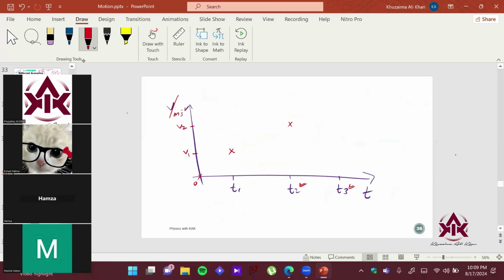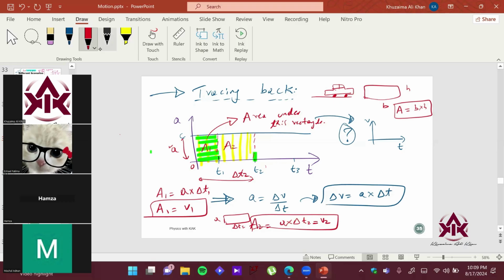Okay, so now you have enough points to plot the graph, right? तो आपके पास पॉइंट अच्छे खासे आ चुके हैं, so you can find out t3 also. t3 के लिए क्या करेंगे आप? You will again make another rectangle, ठीक है?